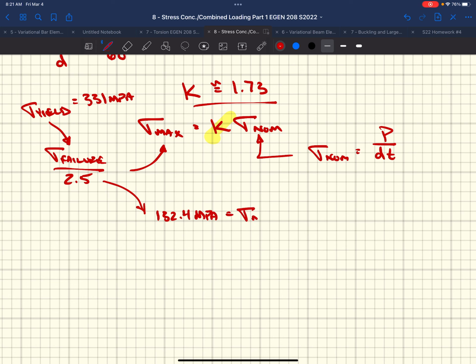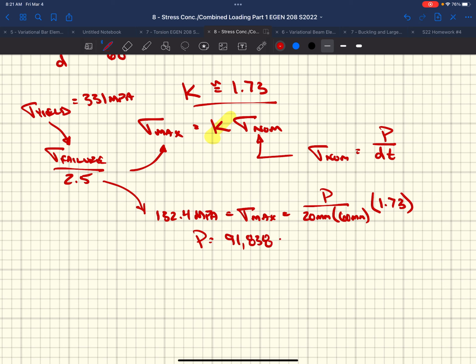That equals sigma max. That equals P over 20 millimeters divided by 60 millimeters, times our K factor we decided was 1.73. We get a P of 91.8. Well, let's just start with the whole thing.